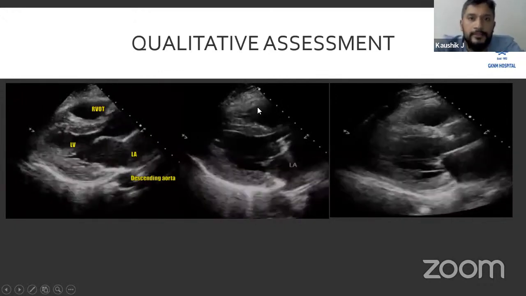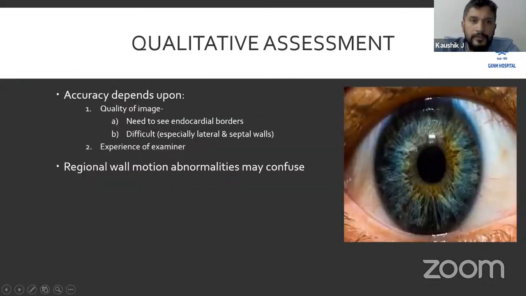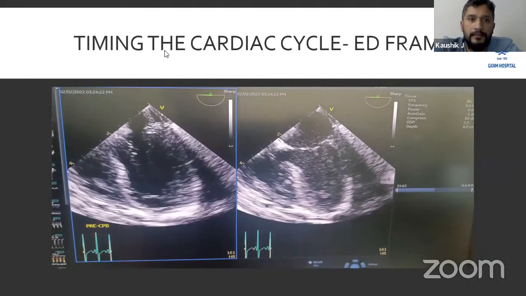Okay, audible. So qualitative assessment, usually the accuracy depends upon the quality of the image. So you need a good quality image with good endocardial windows, which is especially difficult when it comes to the lateral and the septal walls of the left ventricle. And like we discussed, you need to calibrate your eyeball over the years to be able to call the ventricular function right. So a lot of it depends upon the experience of the examiner. And lastly, regional wall motion abnormalities may end up confusing you about what exactly would be the ventricular function.